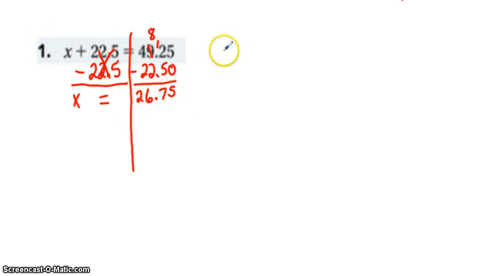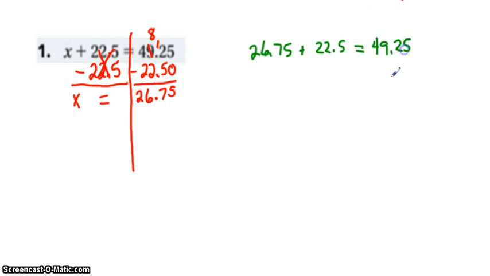Now, to double check my equation, I am going to simply replace x with 26.75. I'm going to place it where x was. So 26.75 plus 22.5 should equal 49.25. So over here, we're going to just simply add those two together real quick. Just double check our work.